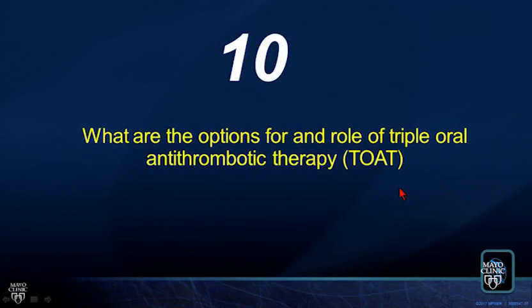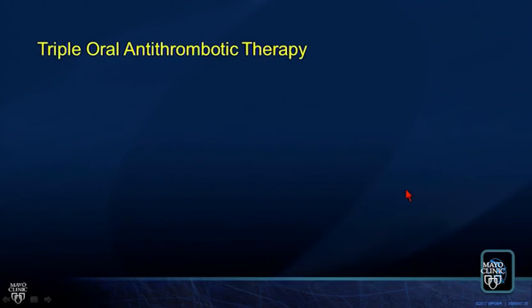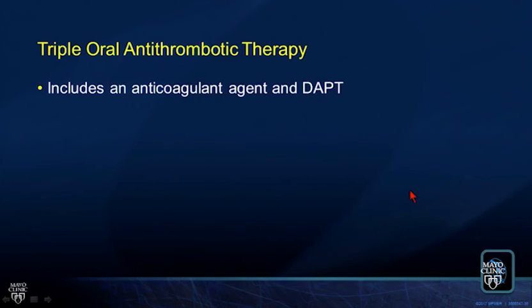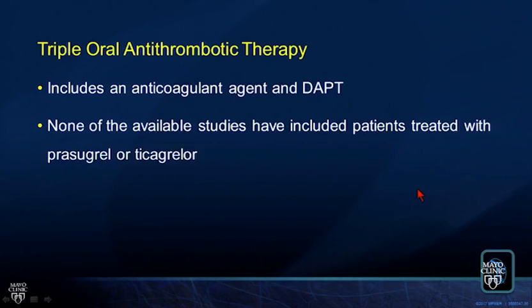The 10th frequently asked question. What are the options for and role of triple oral antithrombotic therapy, or TOAT? TOAT includes an anticoagulant agent in addition to dual antiplatelet therapy. None of the available studies have included patients who have been on prasugrel or ticagrelor. So the need for anticoagulation needs to be assessed.